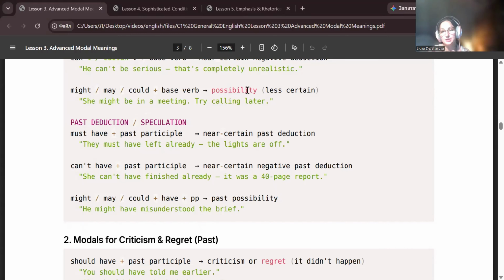Might, may, could have, and past participle means past possibility. 50-50. Maybe it had happened, maybe not. I don't know. He might have misunderstood the brief. Maybe he did misunderstand the brief. Maybe he did not. I don't know.